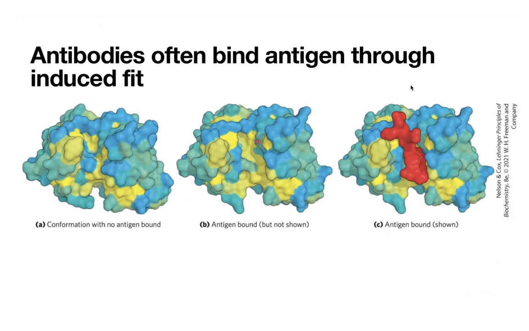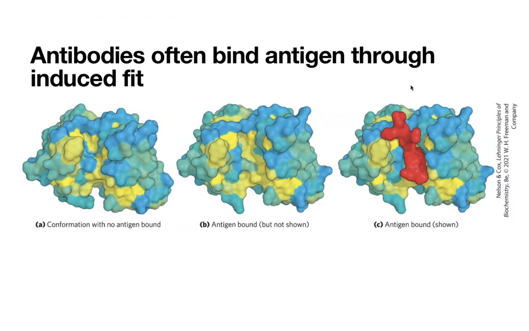But this is not always going to be the case, because remember that each antibody is going to have a unique FAB fragment. It's going to have a unique variable region. It's going to have a unique binding site. And so sometimes you might have a basic binding site, which would want to bind something acidic. You might have an acidic binding site that might want to bind something basic. You might have a hydrophilic binding site, or you might have a hydrophobic site, like in this case.